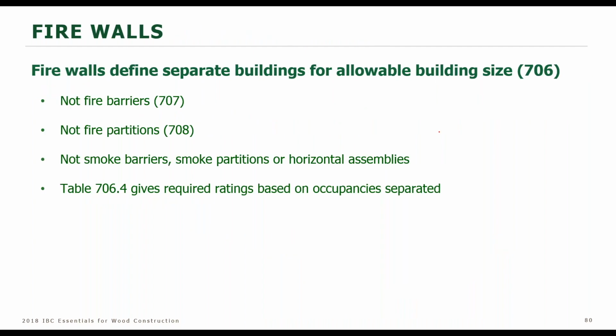This is the big one, has lots of restrictions on openings, highly rated, and restrictions on materials. It's not a fire barrier, not a fire partition. It's 706, all the requirements for a firewall, and you can start your building area over. So put a firewall in and you can keep going with your building if you've reached your limit.